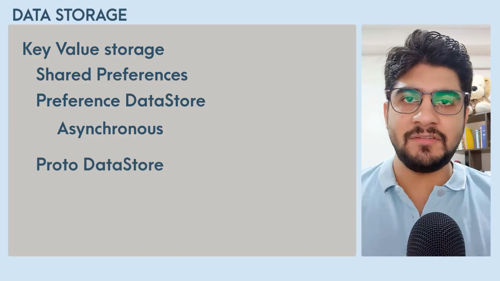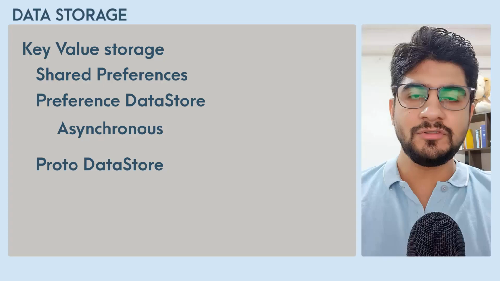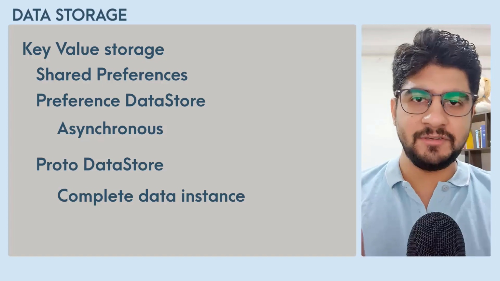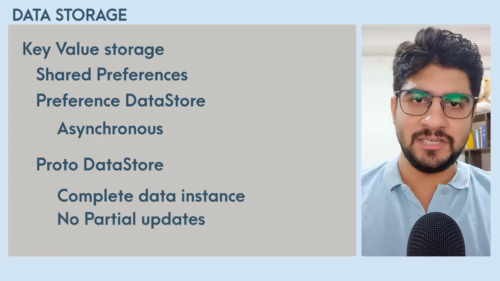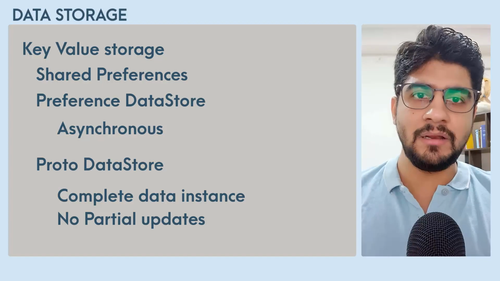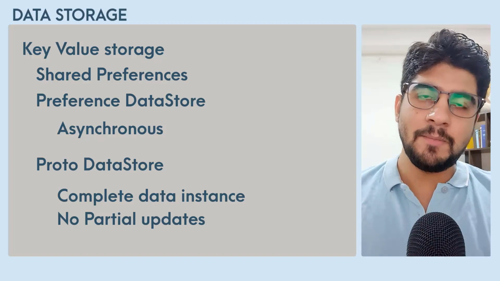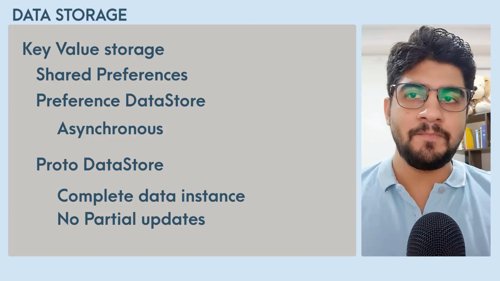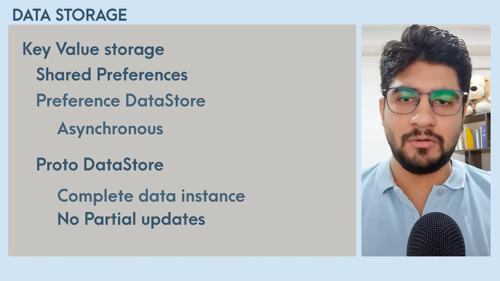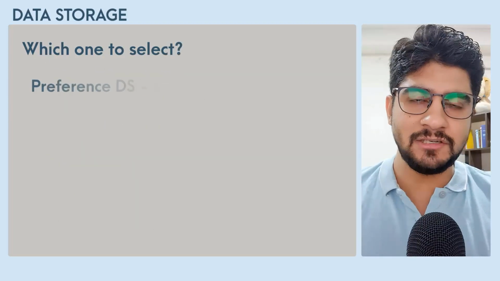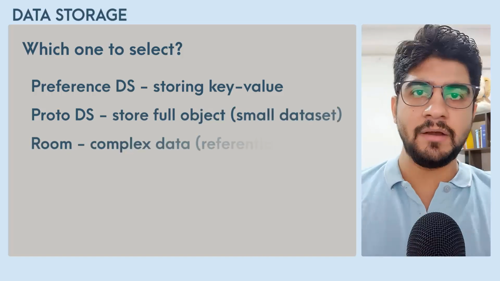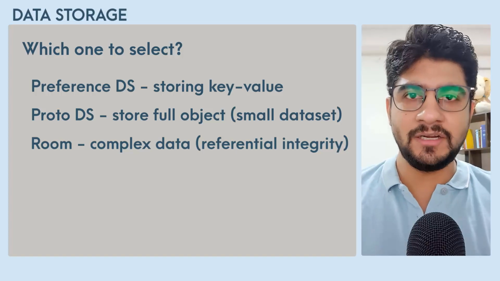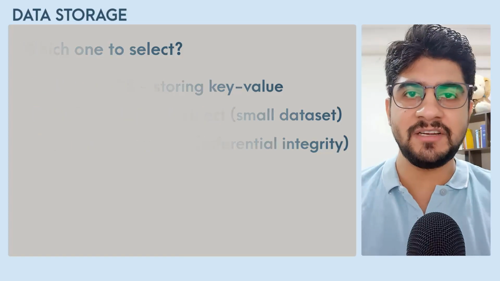In DataStore itself, there is one more thing: Proto DataStore. To store data as an instance of a data class, you can use Proto DataStore. Of course, this will not allow you to update the data partially. Like in SQL or Room, you can update the data partially, but using Proto DataStore, you will have to completely write data into the store and not partially. Of course, this is not relational, so it will not support referential integrity. And here you define the schema using protocol buffers. Proto DataStore supports type safety, which Preferences DataStore doesn't.